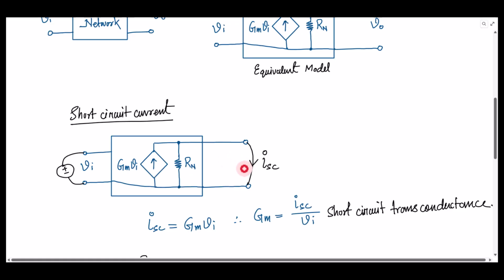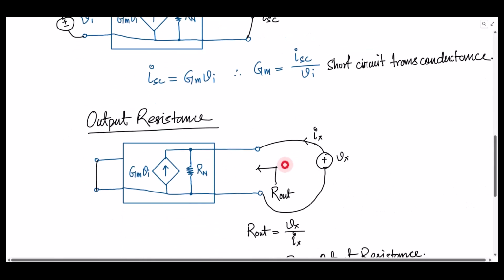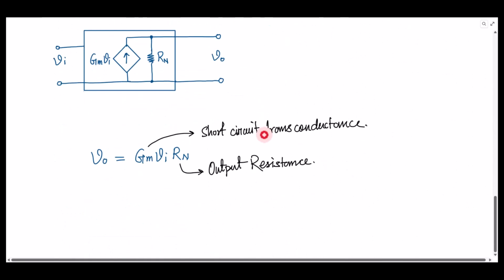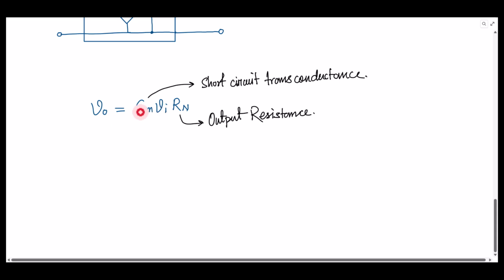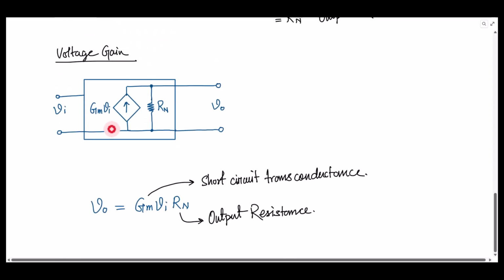We found a method to calculate the Gm. How can we calculate it? We just need to short the output, see the short circuit current, and then take the ratio of this current and the input voltage. That will give you the Gm. We also saw how to calculate the output resistance. So in this expression, you know what Gm is and what Rout is. Then the ratio Vout by Vi is basically Gm times Rout, the output resistance, which is your voltage gain from the input to output.